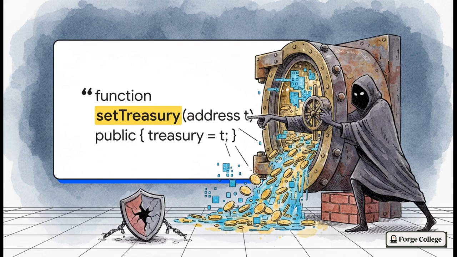It's literally like building a massive, state-of-the-art, impenetrable bank vault and then just leaving the front door wedged open with a brick. Because this is a public function with absolutely zero access control guards, literally any attacker can just wander in and point the entire treasury to their own address. It is a total disaster waiting to happen.